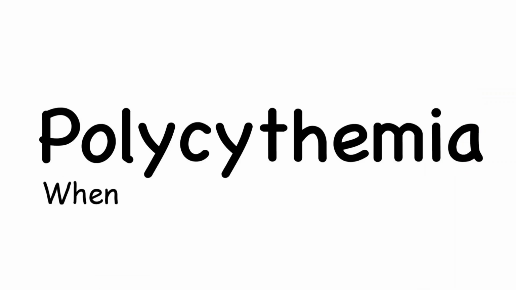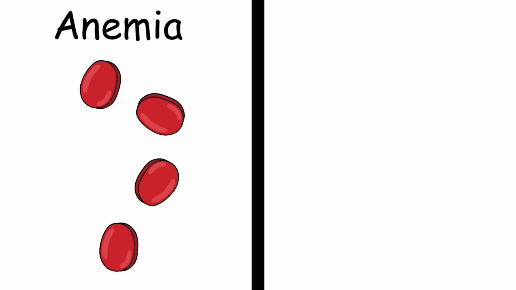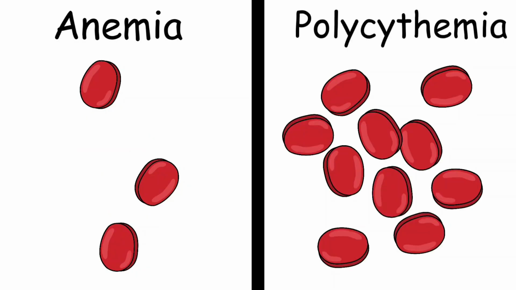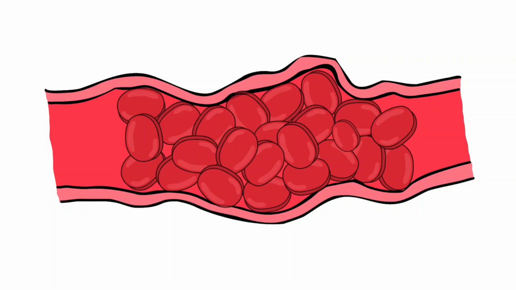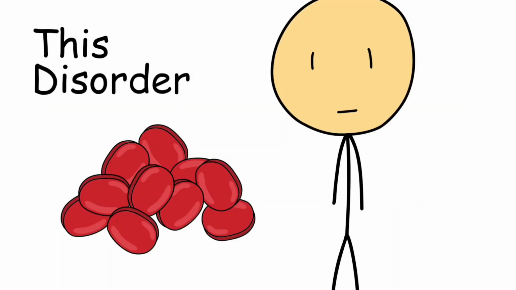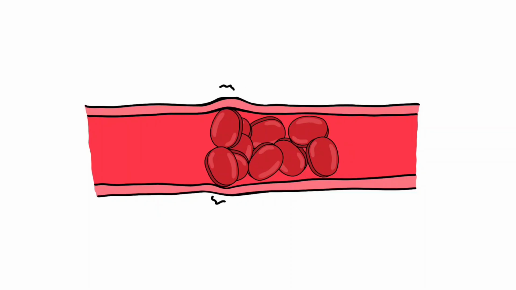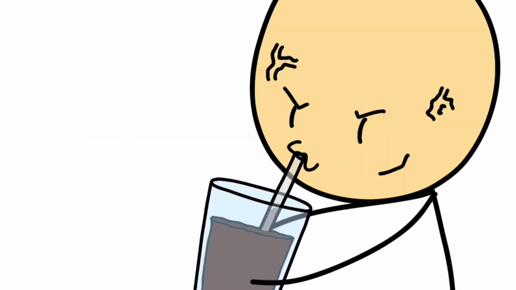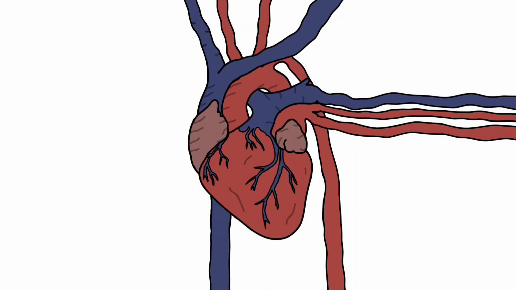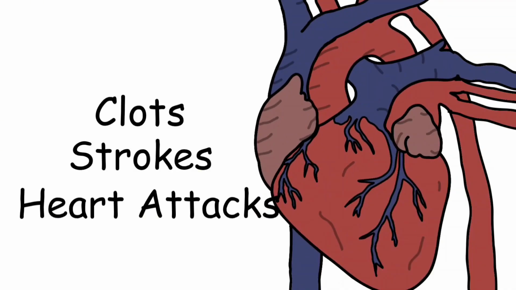Polycythemia, when blood becomes too thick. If anemia is like running on empty, polycythemia is the opposite. Your tank is overflowing. This disorder makes your body produce too many red blood cells. At first, that sounds great, more oxygen, right? But here's the catch. The thicker your blood gets, the harder it is to move. Think of it like trying to pump syrup through a straw. Your heart has to work overtime just to keep things moving. That extra effort raises your risk of clots, strokes, and heart attacks.